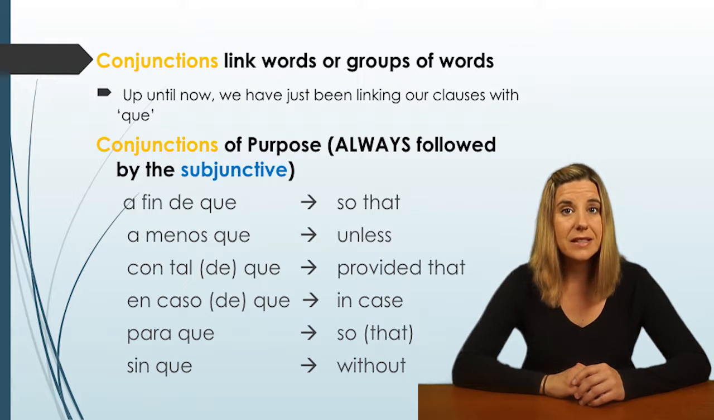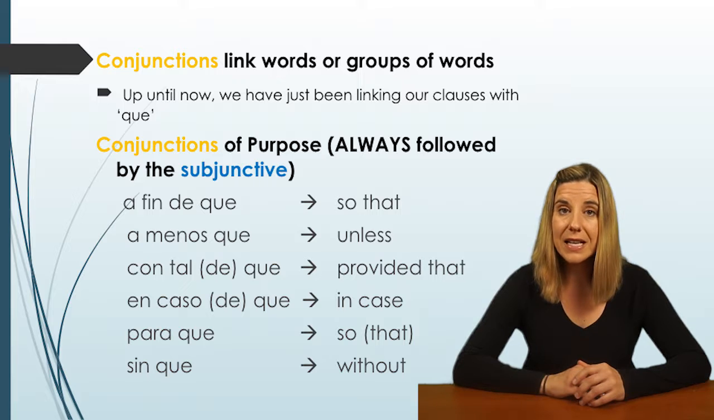Conjunctions are words that link together a group of words. Up until now, we've been using just the conjunction que to link together our dependent and independent clauses and use the subjunctive. Now we're going to examine some conjunctions of purpose. These conjunctions are always followed by the subjunctive in Spanish. Some examples are a fin de que, a menos que, con tal de que, en caso de que, para que, and sin que. Again, these conjunctions are always followed by the subjunctive.